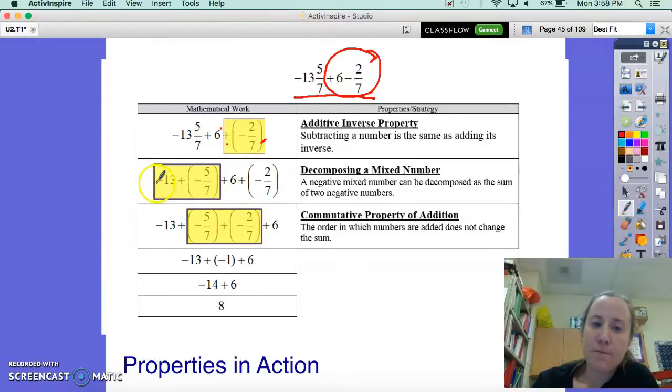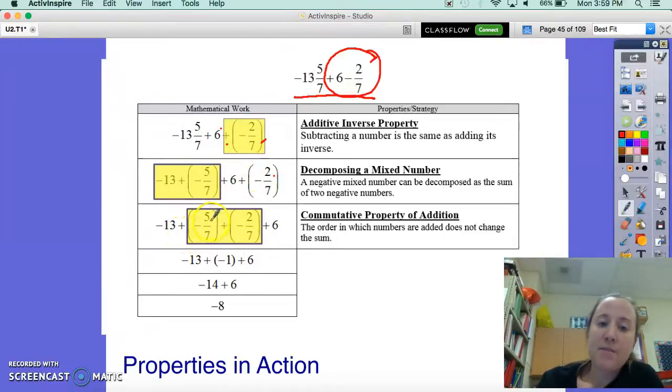And then if we come over here, this was that strategy decomposing a mixed number. So instead of -13 5/7, that was decomposed to -13 plus a -5/7. Now, if you're kind of looking ahead, you might already see the purpose of this, but this got us to a point where we have common denominators with the -5/7 and the -2/7 that we can combine later. So here, I have all addition now. I changed the subtraction to adding the opposite so I can use the commutative property of addition, which says I can switch around the order of my numbers.